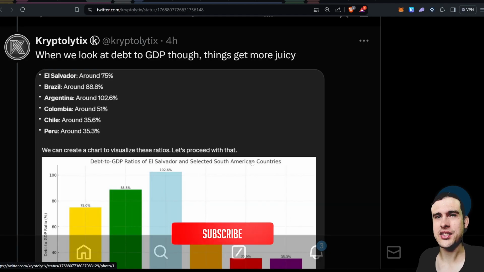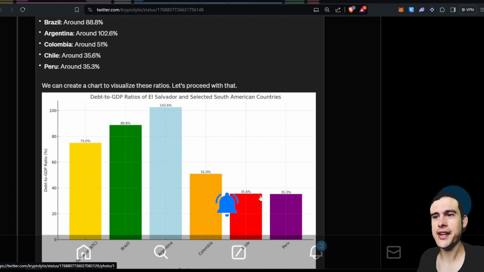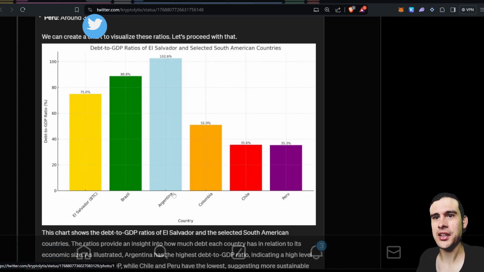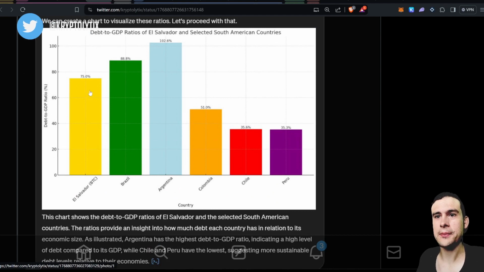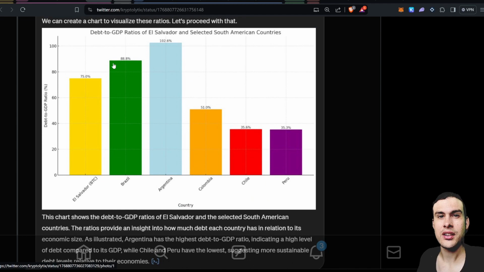Another thing I look at is the debt to GDP, I suppose. And yeah, I mean, that kind of rearranges the whole plot significantly. So this chart shows the debt to GDP of El Salvador and some selected South American countries. The ratios provide an insight into how much debt each country has in relation to its economic size. So Argentina has a really large debt to GDP, indicating that it has a significantly higher amount of debt relative to its GDP. So, what this illustrates to me is that they've got a lot of debt, I guess, so they probably will need to overcome that.